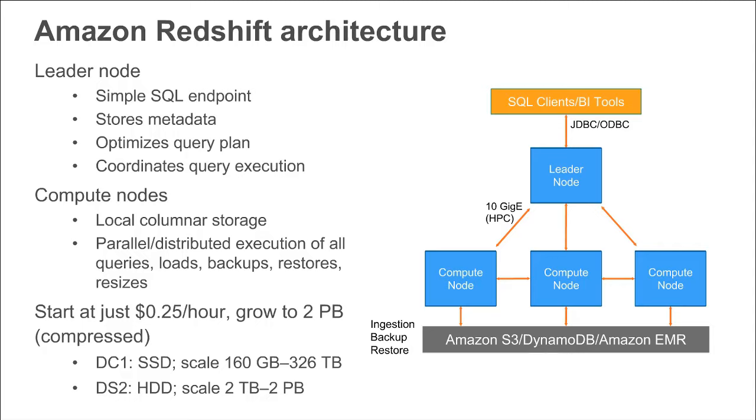And all this is backed by a high speed 10 gigabit Ethernet backend connection between the leader node and the compute nodes. The compute node utilizes local columnar storage that improves I/O performance, and all the queries are distributed in parallel across the various compute nodes within the Redshift cluster. You can grow up to 2 petabytes compressed, and then you have various options. If you want a really high performance data store, you can choose the solid state drive, which can go all the way up to 326 terabytes, or you can go with the hard drive option, where you can scale to as much as 2 petabytes.